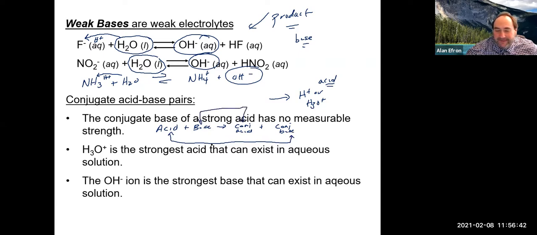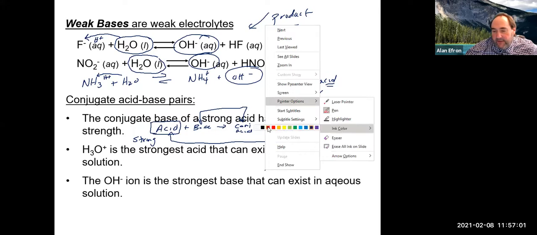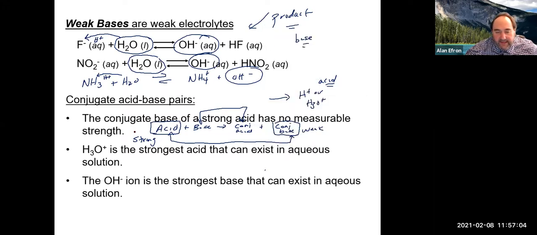And we'll go that way as well. But the relationship between those two is, if the acid was a strong acid, that means its partner on the other side will be relatively weak. And vice versa, if the acid you are starting with on the left-hand side is relatively weak, its partner on the other side will be relatively strong.